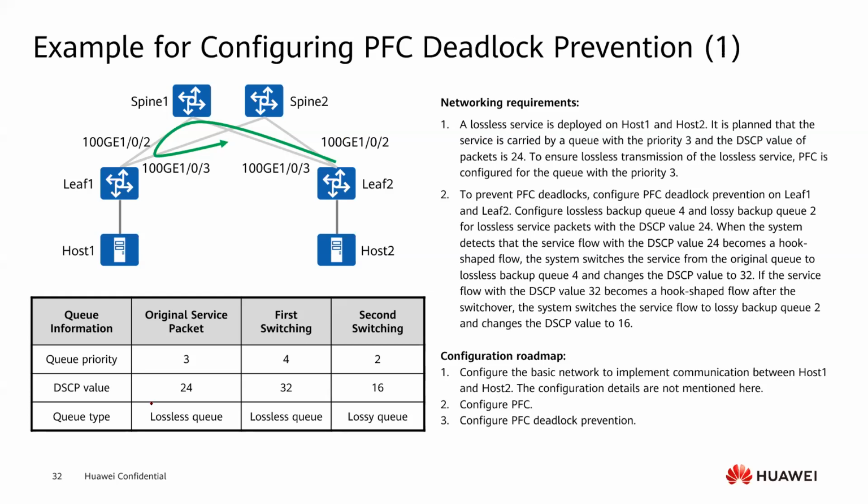This is an example. Lossless service is deployed on host 1 and host 2. As planned, the service is carried by a queue with priority 3, and the DSCP value of the packet is 24. To ensure lossless transmission of the lossless service, PFC is configured for the queue with priority 3. First, we change priority 3 to 4, and then we change priority 4 to 2.